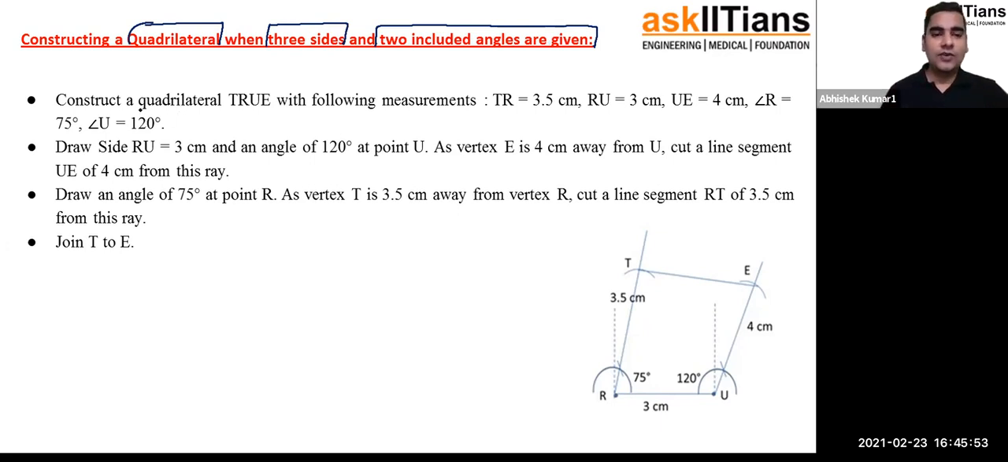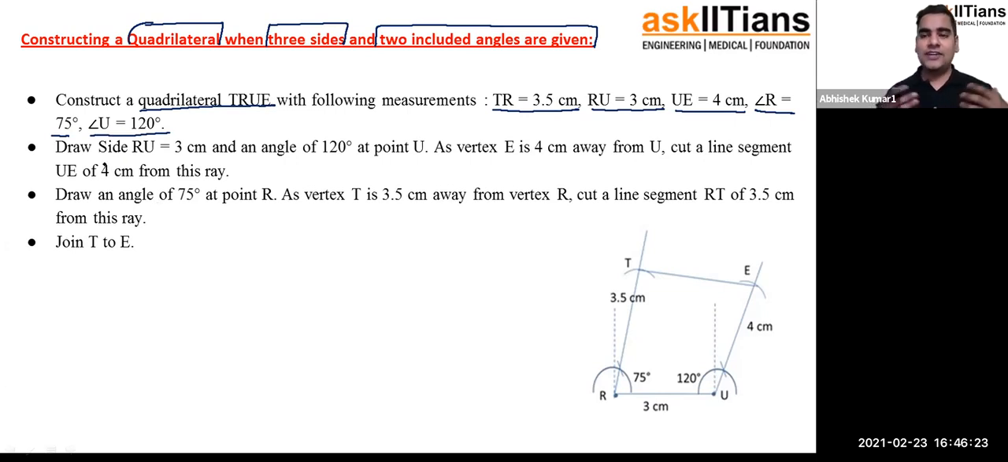You have to construct a quadrilateral TRUE with the following measurements. TR is given 3.5 centimeter, RU is given 3 centimeter, UA is given 4 centimeter. So any three sides are given to us. Apart from that, two included angles: angle R equals 75 degree, you can use a compass, that's a multiple of 15 degree, and angle U equals 120 degree, again a compass can be used, that's again a multiple of 15 degree. So what are the steps that you have to follow? This is a very easy case, so don't worry.